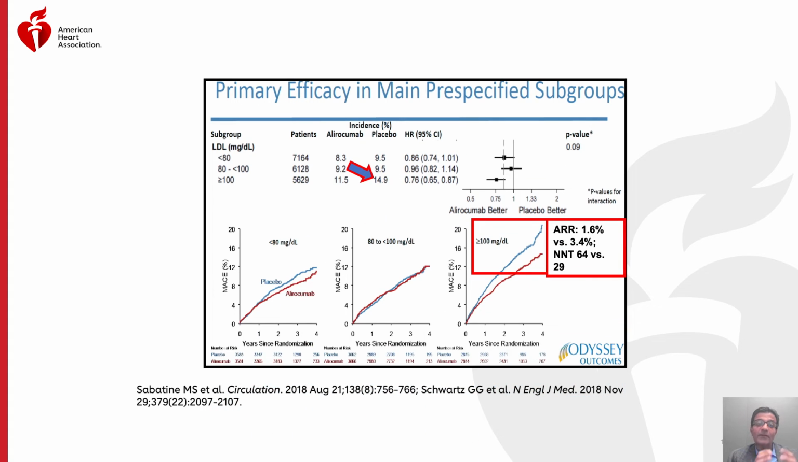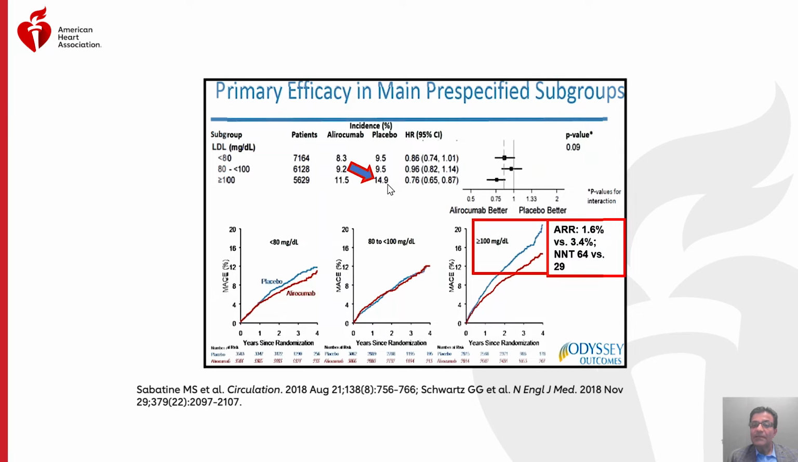If we look at patients in Odyssey Outcomes, where another PCSK9 inhibitor was given to patients with acute coronary syndrome, we saw something very similar. Again, everybody was on statin therapy in this trial, and patients were randomized to a PCSK9 inhibitor or not, in this case alirocumab. If you look at patients who received placebo, that is statin only, look at their event rates compared to those who had lower levels of LDL cholesterol.